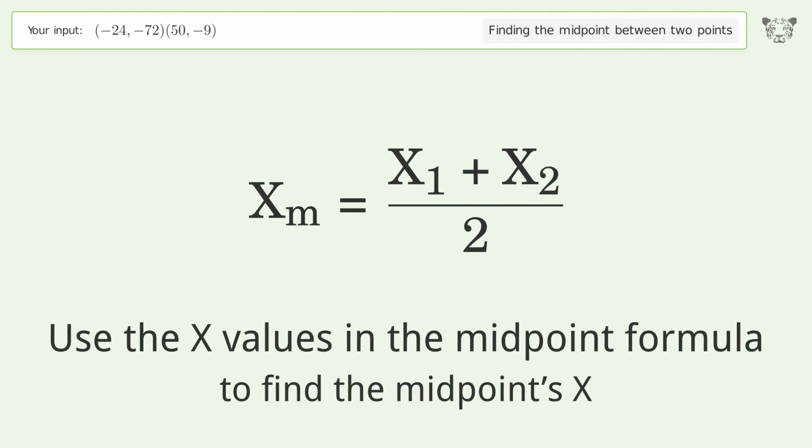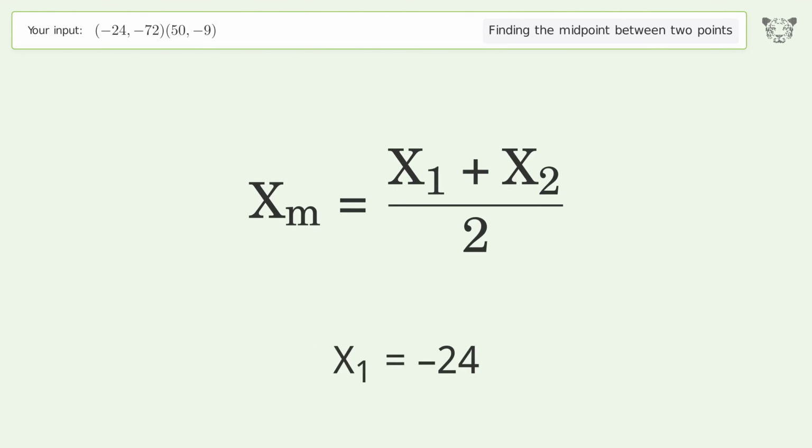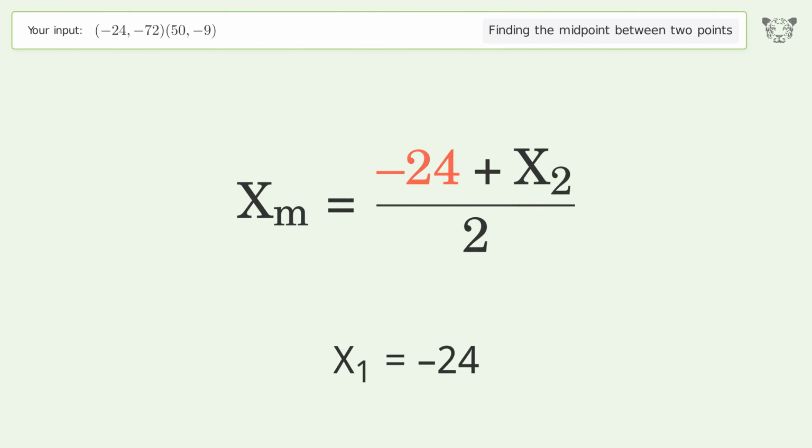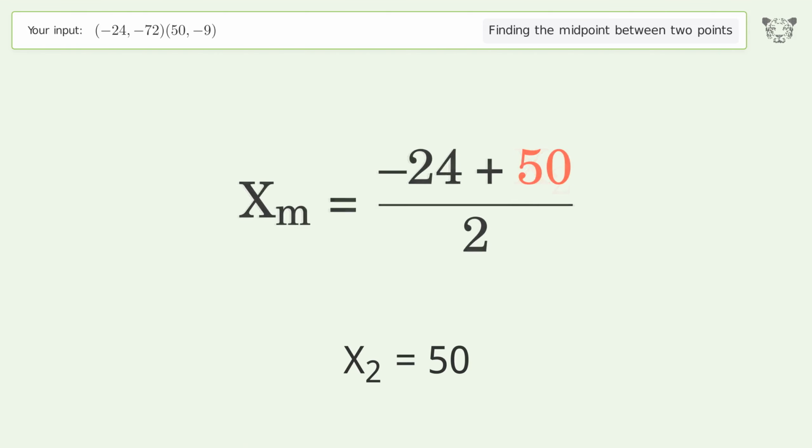Use the x values in the midpoint formula to find the midpoint's x. x1 equals negative 24. x2 equals 50. Simplify the arithmetic.